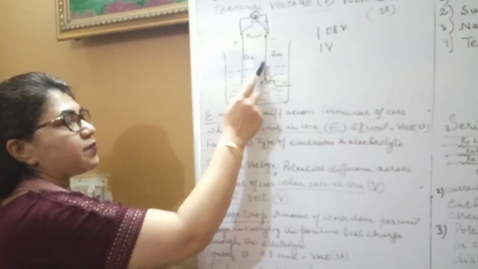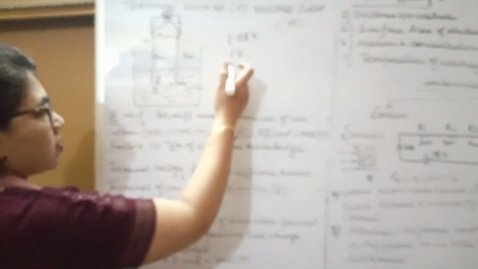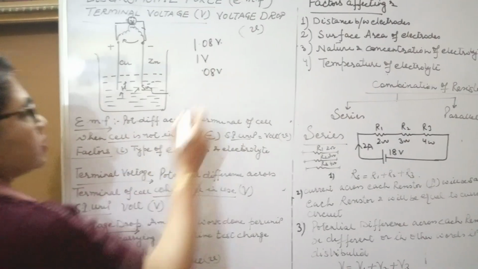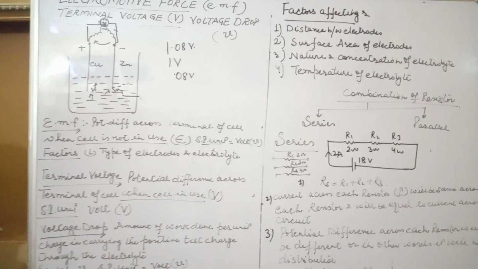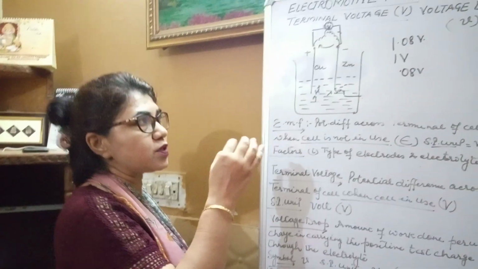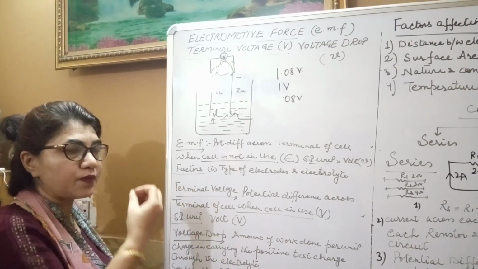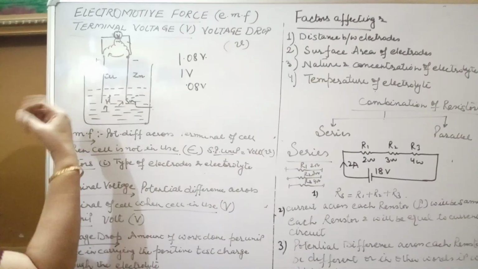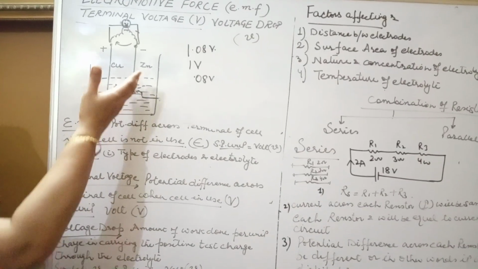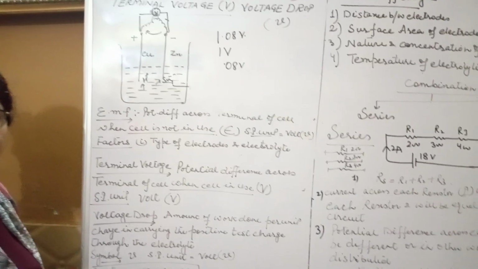That means at that time the potential difference across the cell is 1 volt. So we realize we are at a loss. How many volts? 0.08 volt. So in front of you there are three voltages: 1.08 volt, 1 volt, and 0.08 volt. 1.08 volt is the voltage across the terminals of the cell when the cell is not in use, when you simply brought it from the market. But as soon as you put it to use, its voltage appears as 1 volt. So immediately we realize our loss of 0.08 volt.